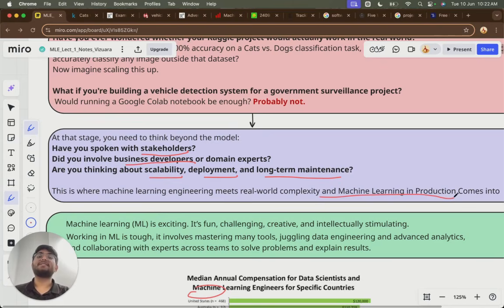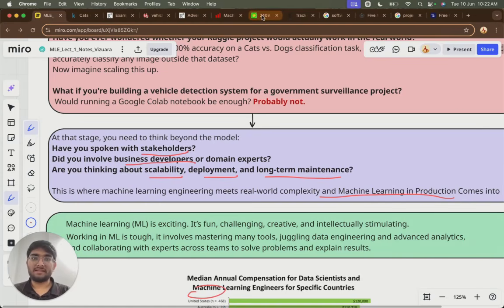So when all these questions come into the picture, that is when you think you are working on a real-life project. It's not limited to your Kaggle or Google Colab. So now machine learning meets a real-life scenario, and your entire way of looking at any ML project gets changed. So I would like to give an example.